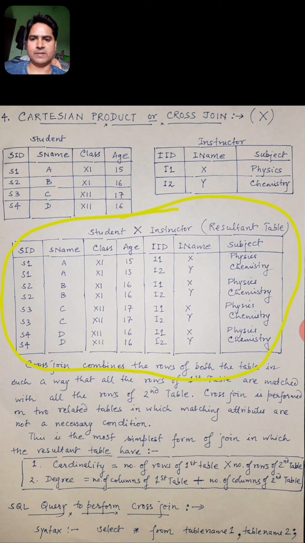Here we are drawing the resultant table. The resultant table is obtained by performing cross join of the first table with the second table. The first table is student and the second table is instructor. One thing is important in cross join: both the tables must be related in order to perform the cross join or Cartesian product, student table and instructor table. It means every student is taught by every instructor and the matched rows will give the resultant table.